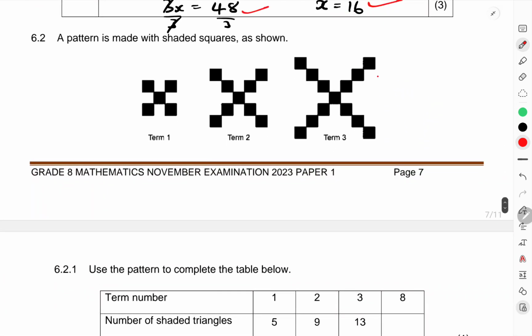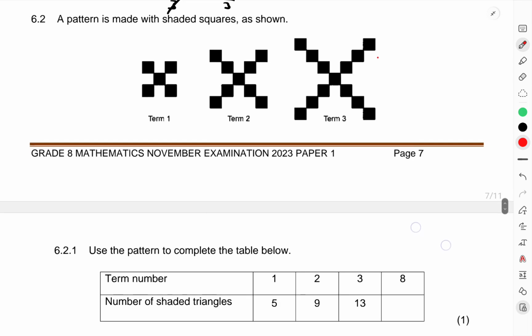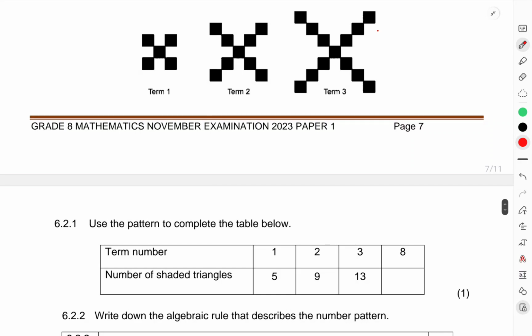Now, a pattern is made with shaded squares as shown below. So we have the first term. How many squares does it have? It has 5 of them that are shaded: 1, 2, 3, 4, 5. We have the second pattern. How many shaded squares does it have? 1, 2, 3, 4, 5, 6, 7, 8, 9. Meaning in position number 2, I'm going to have 9 of the squares.